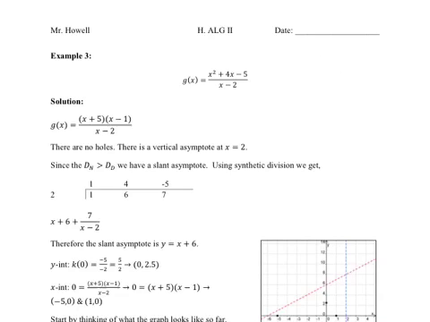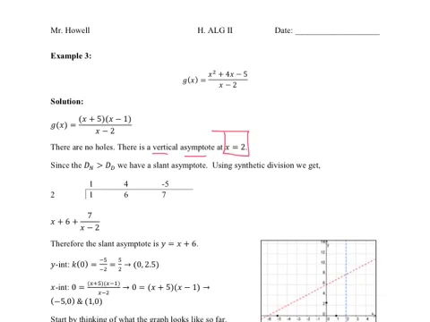Example 3, graph g of x equals x squared plus 4x minus 5 all over the quantity x minus 2. So again, we start by factoring. There's no holes because there's no repeated factors anywhere. There's a vertical asymptote at x equals 2, because that comes about when we set the denominator equal to 0, giving us x equals 2 as our vertical asymptote.